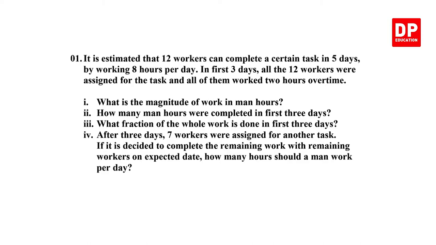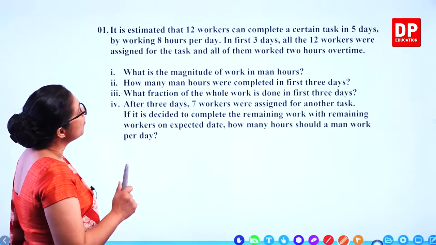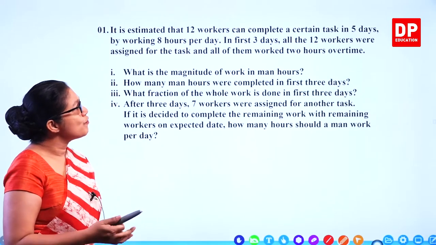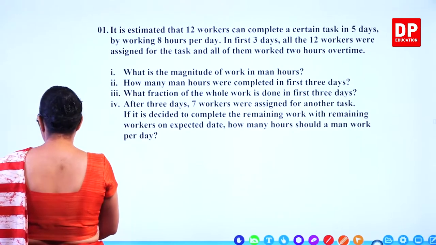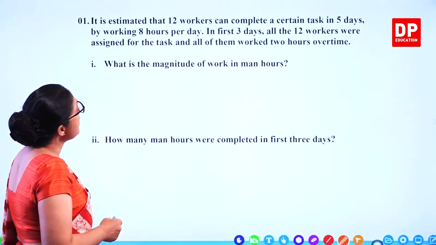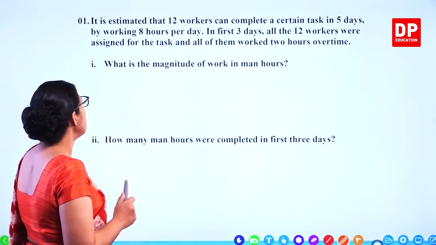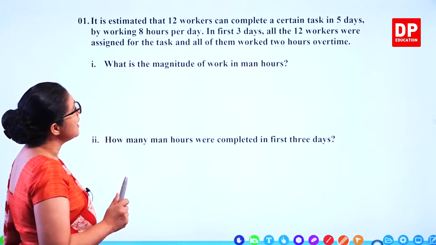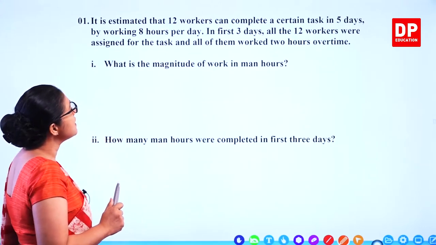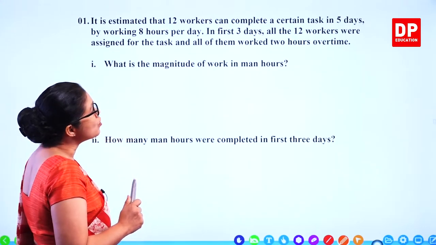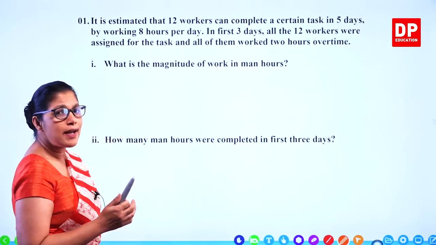Let's take question number 1 in paper 2. This is about working man days and you need to find out man hours. So let's do it. It is estimated that 12 workers can complete a certain task in 5 days, by working 8 hours per day. In the first 3 days, all the 12 workers were assigned for the task and all of them worked 2 hours overtime. What is the magnitude of work in man hours?